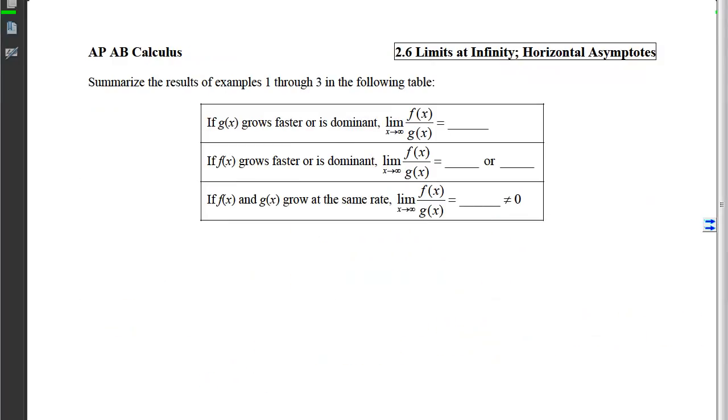So based on the examples that we've done above, we should be able to talk about what happens when we have a fraction and the bottom grows faster or has a dominant term. When the bottom is growing faster than the top, we're going to approach 0 as our limit. If, on the other hand, the top grows faster, then depending on whether the top is getting bigger in the positive direction or its magnitude is getting larger in the negative direction, we will have the top dominating over the bottom. And lastly, if f and g grow at the same rate, then we will end up with a constant not equal to 0.